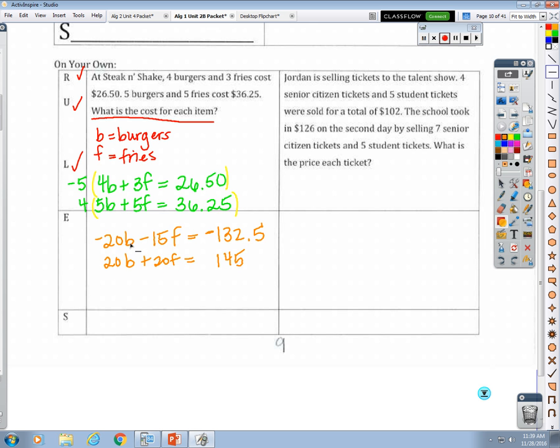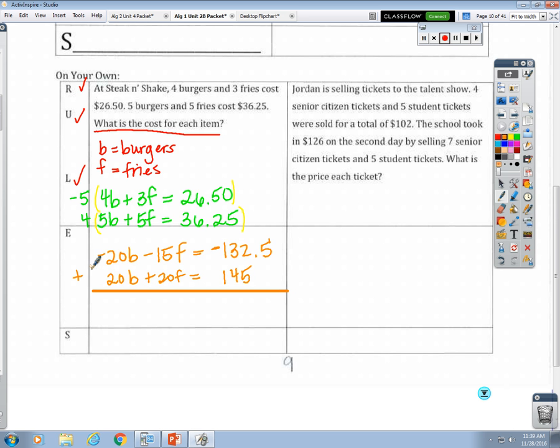Okay, so now that my B's have the exact same number but opposite signs, I'm ready to eliminate, because when I add them up, negative 20b plus 20b cancels. What do your F's become when you add them? 5f. And then what do those constants become? Negative 132.5 plus 145 is 12.5.